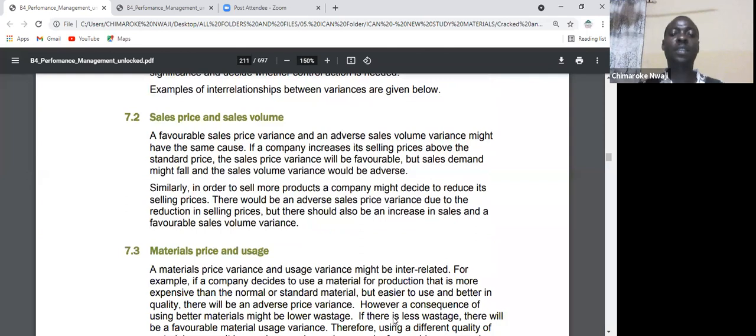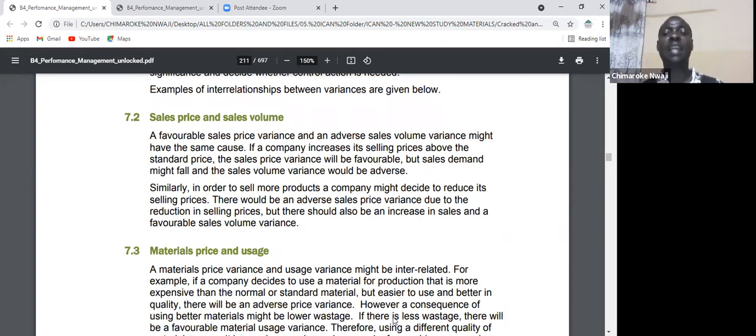A favorable sales price variance and an adverse sales volume variance might have the same cause. If a company increases its selling price above the standard, the sales price variance will be favorable, but sales demand might fall, and so the sales volume variance will be adverse. So you see, you increase your price more than the standard, and the price variance is favorable, but with demand and supply, where your price is higher, the demand might be lower. But if your price is lower, the demand might be higher.